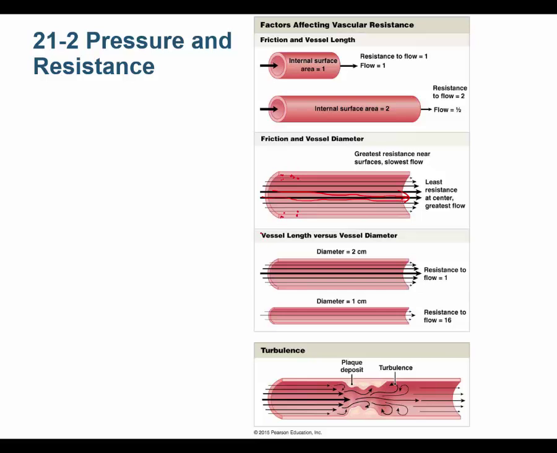So the flow is greatest in the center of your blood vessel, where you're not encountering any resistance. And there's drag on the edges of the blood vessels where you encounter resistance. So that's laminar flow. Now, having said that, we're talking about laminar flow right here.